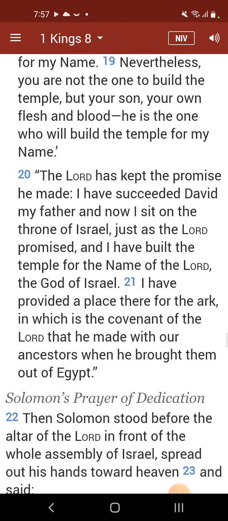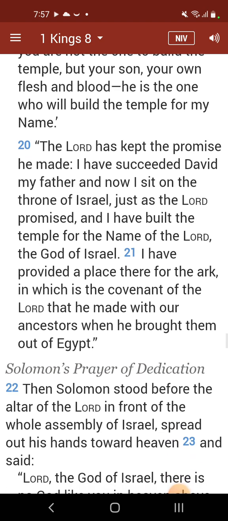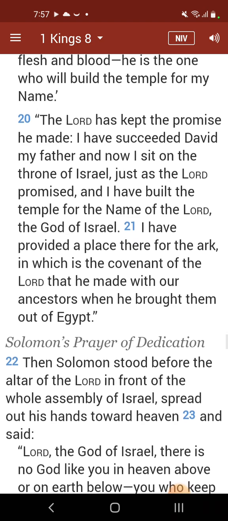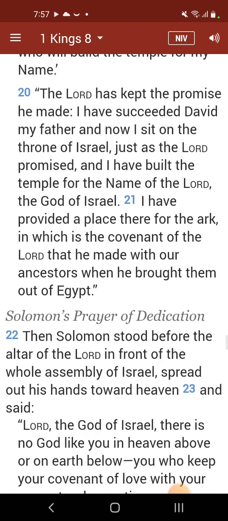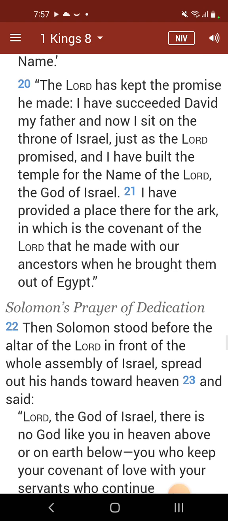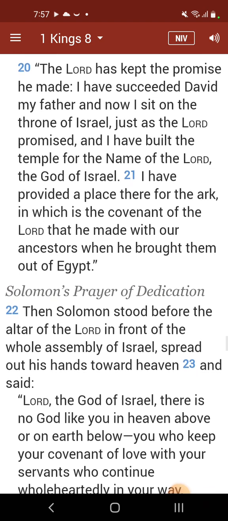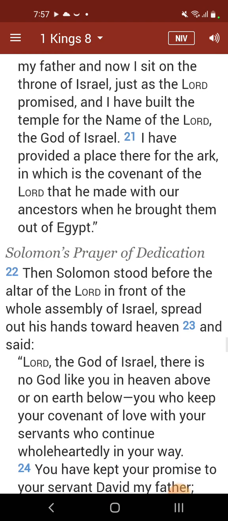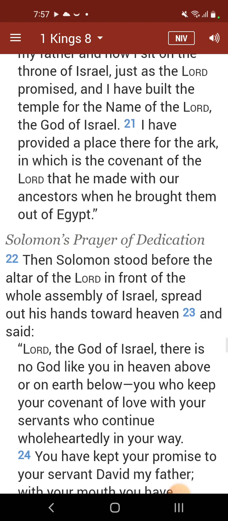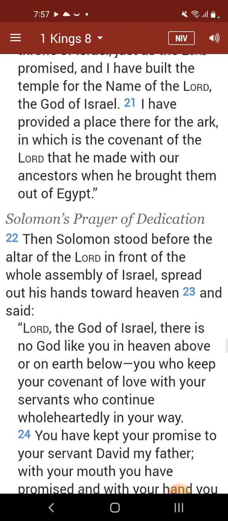The Lord has kept the promise he made. I have succeeded David, my father, and now I sit on the throne of Israel, just as the Lord promised, and I have built the temple for the name of the Lord, the God of Israel. I have provided a place there for the ark, in which is the covenant of the Lord that he made with our ancestors when he brought them out of Egypt."